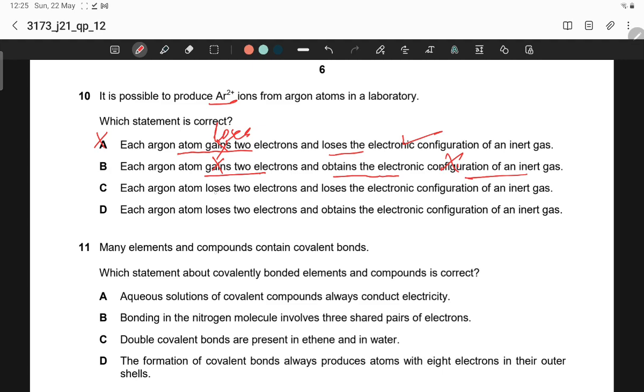Each argon atom loses 2 electrons and loses the electronic configuration of an inert gas. So that is not correct. Each argon atom loses 2 electrons and obtains the electronic configuration of an inert gas. Yes, so C option is correct, and this other one is incorrect.